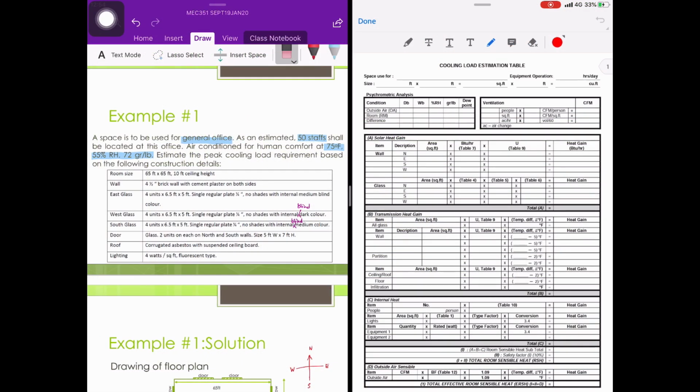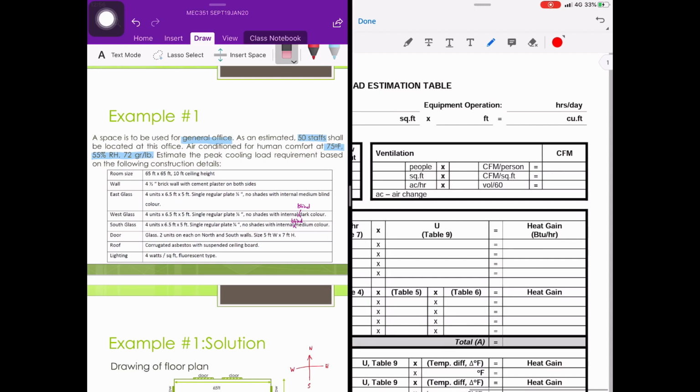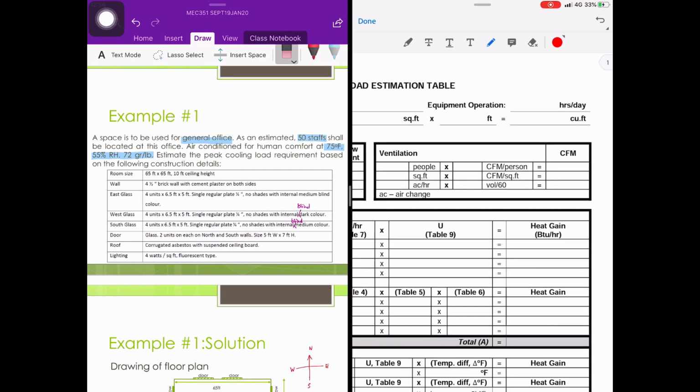Alright, ladies and gentlemen, I would like to advise you to do this example together with me, so then maybe we can get more understanding and more insights on how to do the cooling load estimation analysis. First, let's fill up the general information about this building. So the space is used for general office, right? So for general office, the operation will be 12 hours per day.